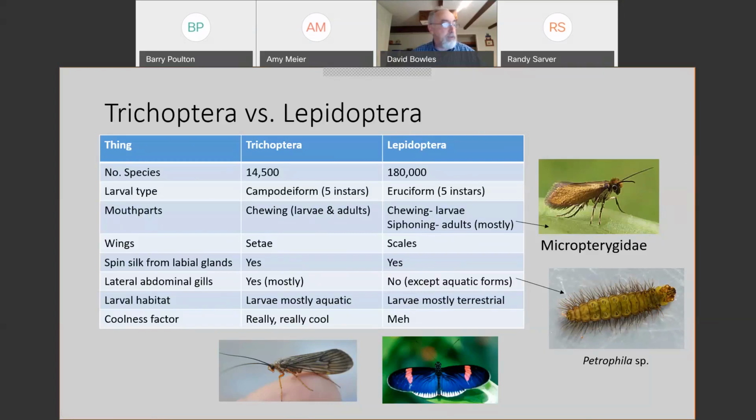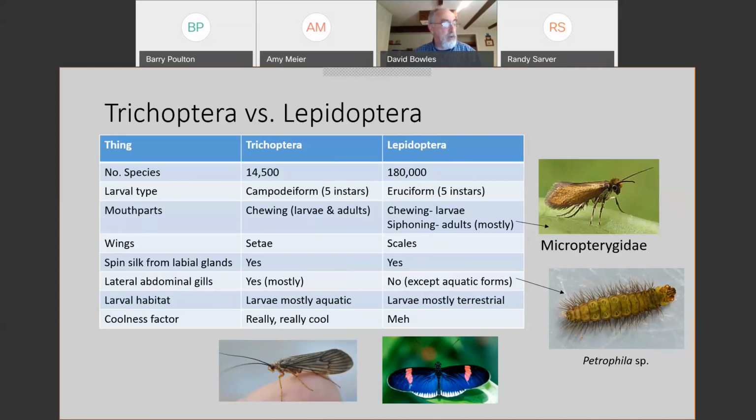Both of them spin silk from labial glands. Caddisflies, for the most part, not all, have lateral abdominal gills, but Lepidoptera, for the most part, do not. The only exceptions to that are the aquatic forms like Petrophila that we see common in our Ozark streams here. And you may encounter those when you do some of your work. The habitat for the larvae is primarily aquatic in Trichoptera, but it's essentially terrestrial for most of the Lepidoptera, exclusive of a handful of aquatic forms.